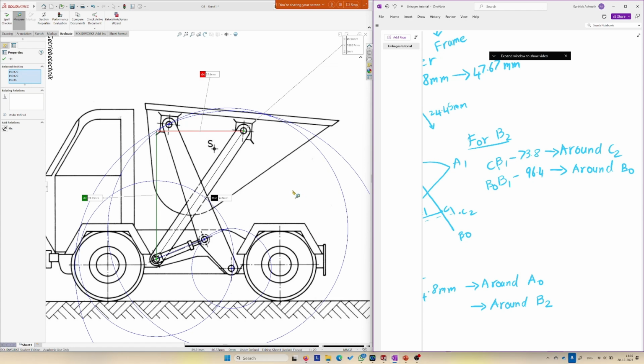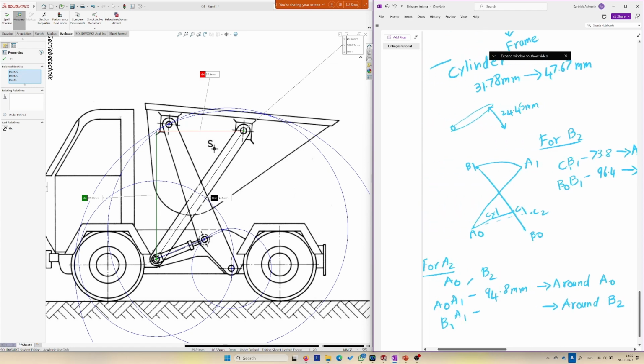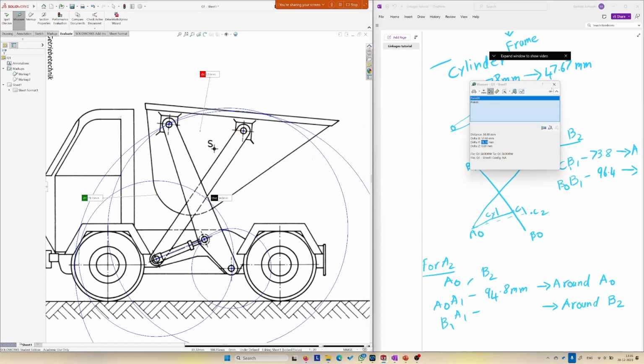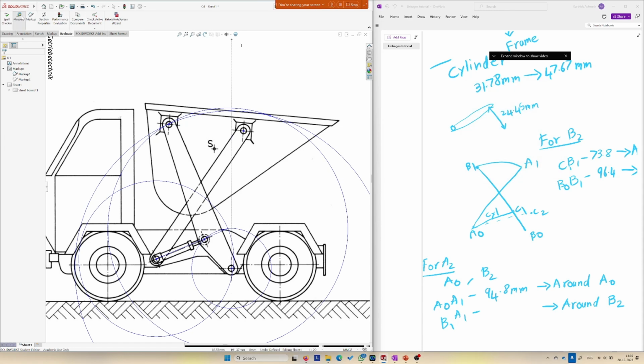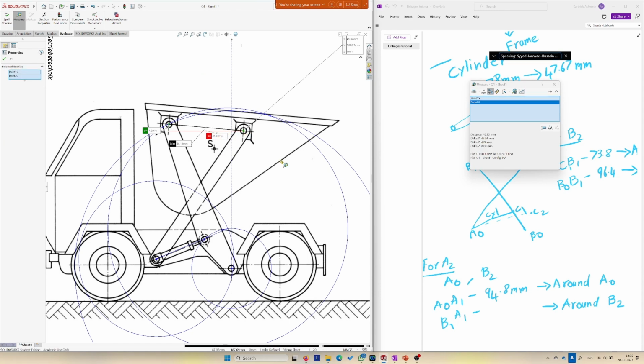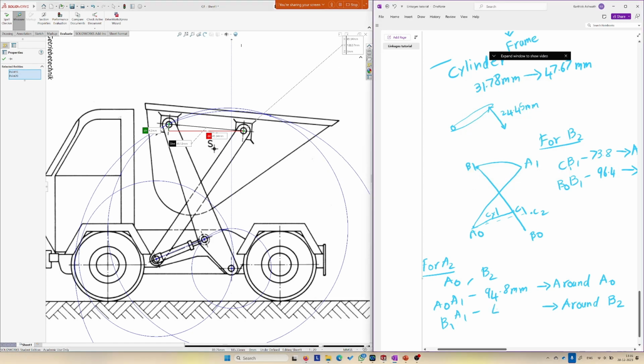Okay, let me proceed. So I need to measure A1, B1. Why do I have 3 points anyways? Okay, new measurement. Wow. 46.1. Too hard. So 94.8 millimeters around A naught. So this is A naught.